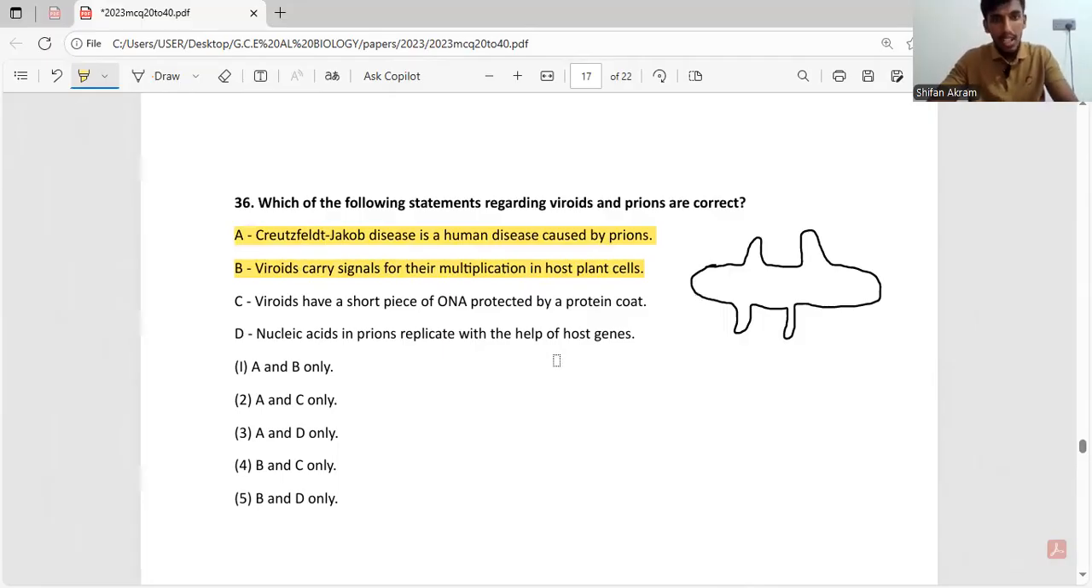Fourth answer, they are saying nucleic acids in prions replicate with the help of host genes. As I told earlier, prions are just proteins, right? They are misfolded proteins and they don't have nucleic acids, right? Again, that statement is also wrong. The correct statement is A and B, which is the first answer. Now let's go through question 37.